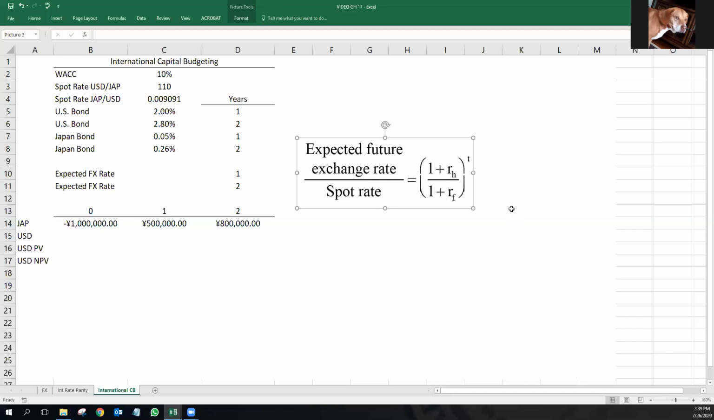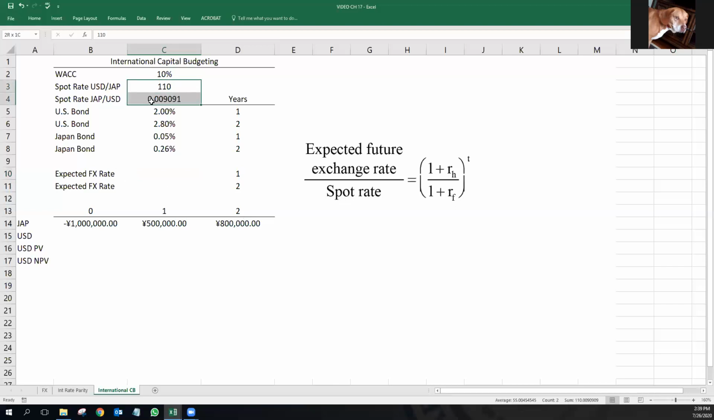Now, one thing that is a bit different from what we have done before: we always did 1 year only, we didn't do multiple years. So that's why this exponent T comes into play now, because we have to check multiple years in the future. So let's get to it. Okay, so in the first year, what would be the expected exchange rate 1 year from now?